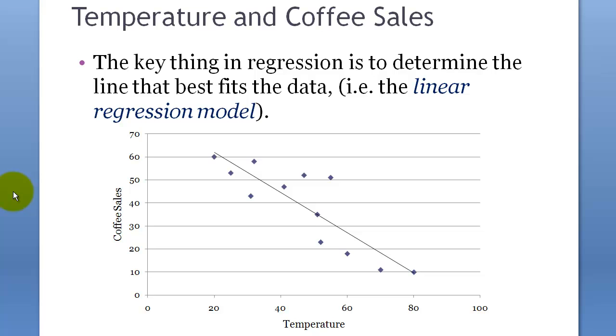The key thing in regression is to determine the line that best fits the data. In other words, it's going to be the distance between this line and the dots. We want to have the line that minimizes the distance, so that the distance is the smallest. We're going to find the line like that.